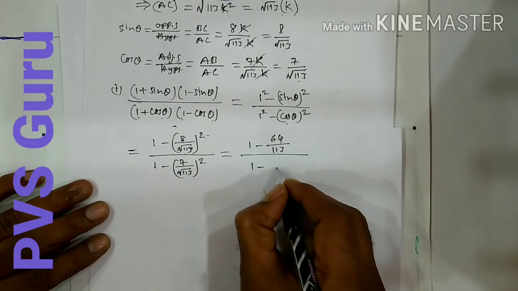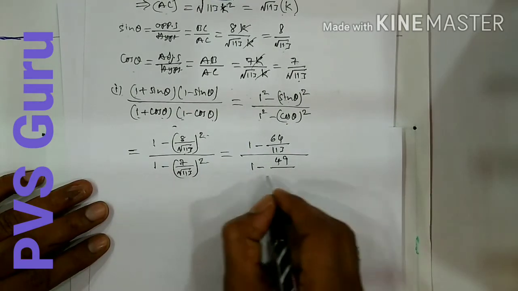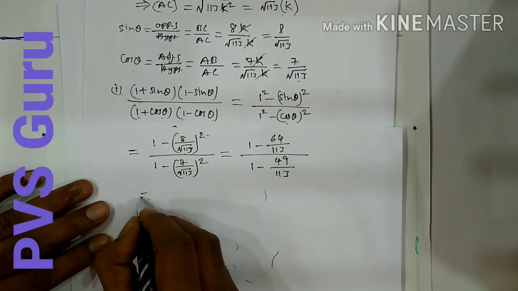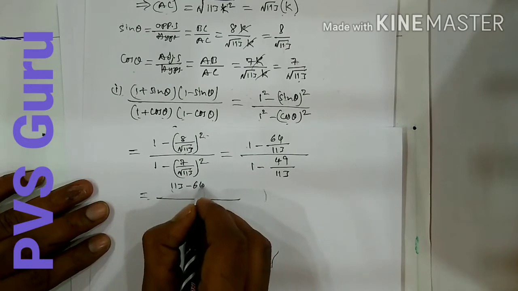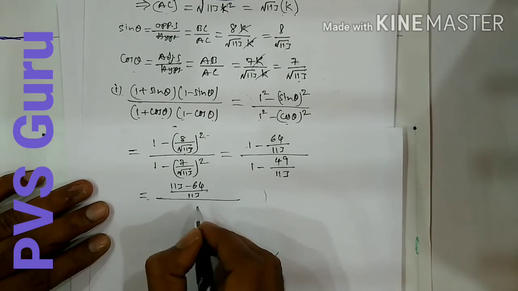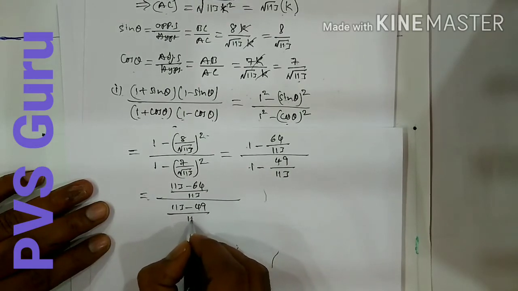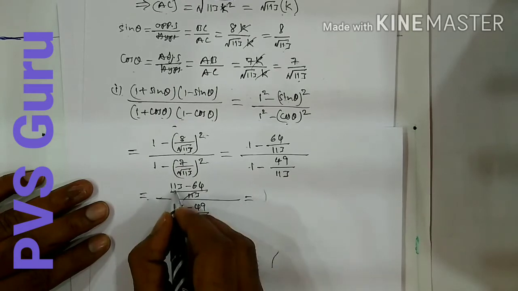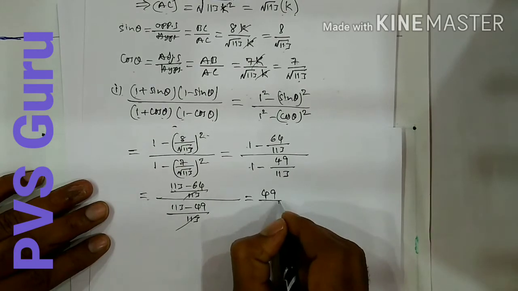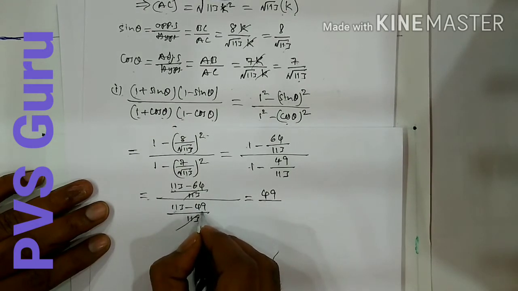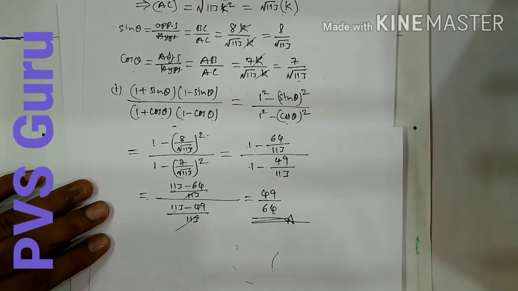Here it is 1 minus 7 square, which is 49, by 113, the square and root cancel. Now take the LCM: 113 into 1, 113 minus 64 by 113, and 113 minus 49 by 113. The 113 cancels. So 113 minus 64 is 49, and 113 minus 49 is 64. This is the answer.